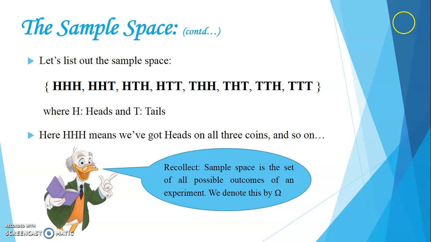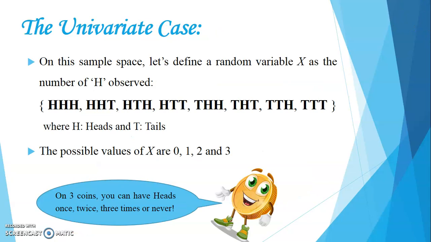So after you have the sample space with you, on this sample space, let us define a particular random variable x. Now keep in mind that till now we are still in the univariate case, so this is sort of a revision of what you have already learned. So let us define the random variable x as the number of heads that you observe. Alright, so H is standing for heads, T is standing for tails.